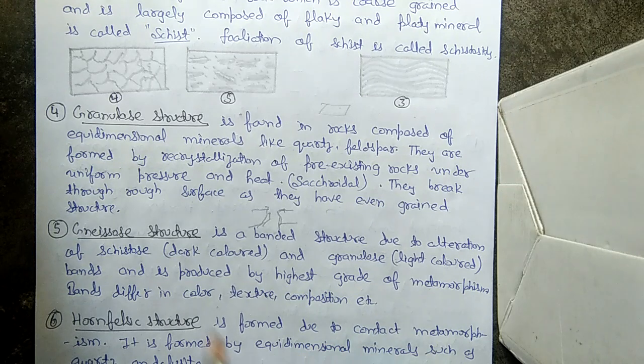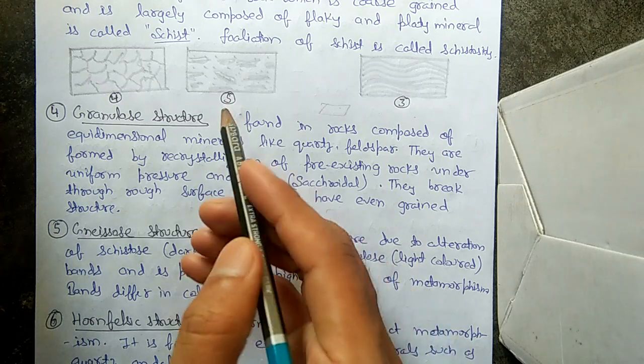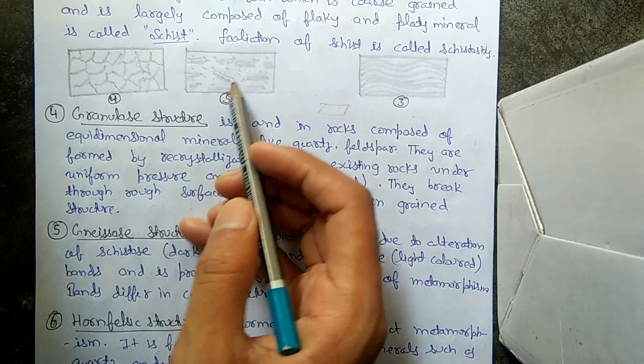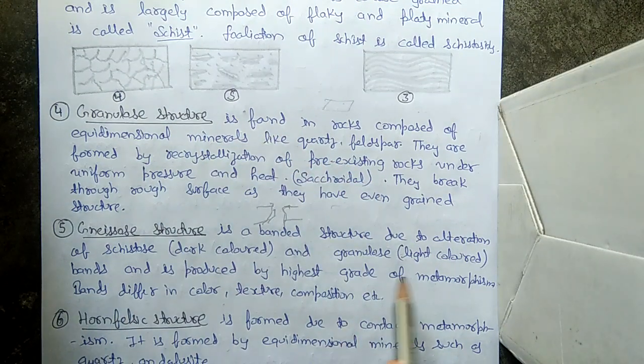Fifth one is gneiss structure. This starts with G, but it is silent actually. So gneiss structure is a banded structure. See, you can see many bands here. This is the gneiss structure. Many bands, so you can see here. So this is a banded structure due to alternation of cystose and granulose.